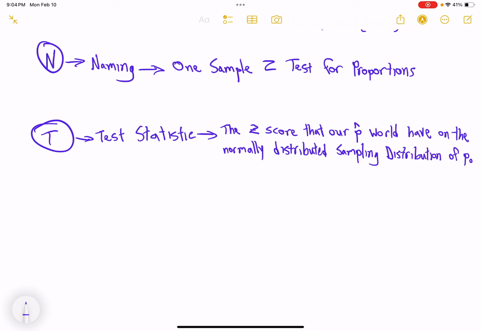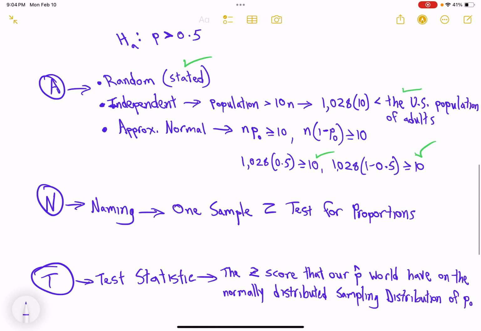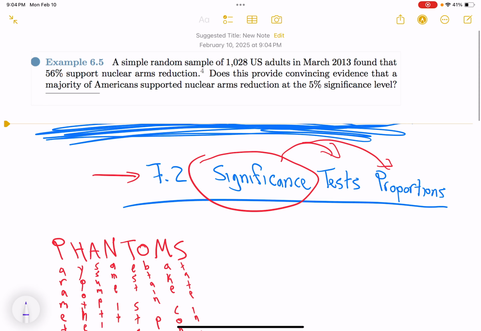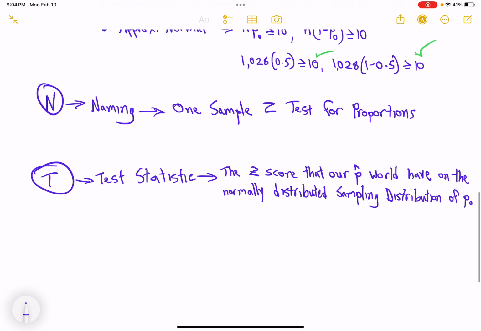And if it's extreme enough, that tells us, hey, this p null, the null proportion, cannot possibly be correct, because I would not get a sample proportion, a p hat, as extreme or more extreme than mine if that were the case. We'll do this by comparing to the alpha. Now in this one, it says our alpha is 5% significant, so we know our alpha is 0.05. We're going to keep that in the back of our head.